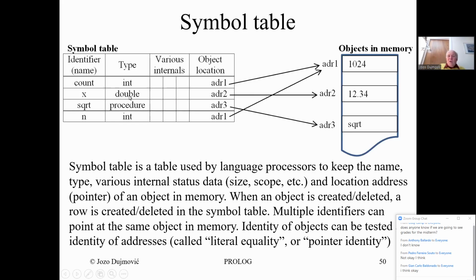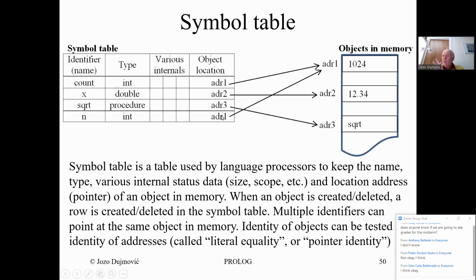Now, if we look at this table, there is a possibility that there is another object, like this one here, n, that takes the same position in memory. So that has the same address as this first one. Now, if this pointer is the same as this pointer, then if you want to check whether count and n are the same, you don't need to go to memory. You can simply check address 1 and address 1. So if you check these addresses or pointers, then you don't need to go to memory.